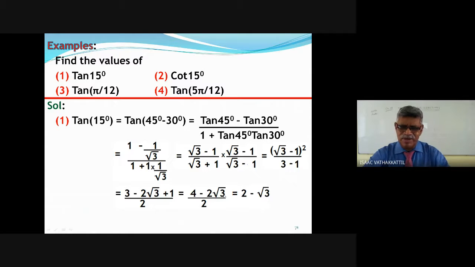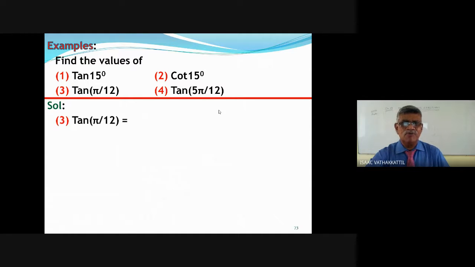You can keep it in your mind. I may not ask, but in some questions it may be helpful to you. Tan 15 degrees is 2 minus root 3. Remembering is a good thing. You can remember it, right? Tan 15 degrees is 2 minus root 3. Now, I am not going for cot 15, that you have to do.